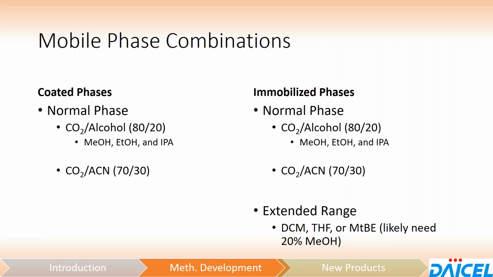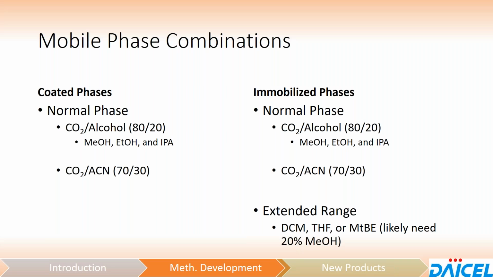For immobilized phases, normal phase again is the same, but we now have access to the extended range solvents, addition of DCM, THF, or MTBE. Because those solvents oftentimes don't have the greatest miscibility with supercritical CO2, and they can cause some issues with phase separation, 20% or 10% methanol is oftentimes helpful, not only in helping with that phase separation, but also just in getting things to come off the column a little bit faster.